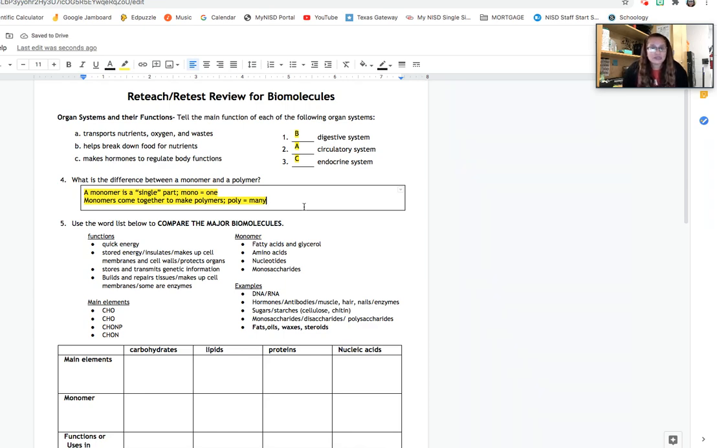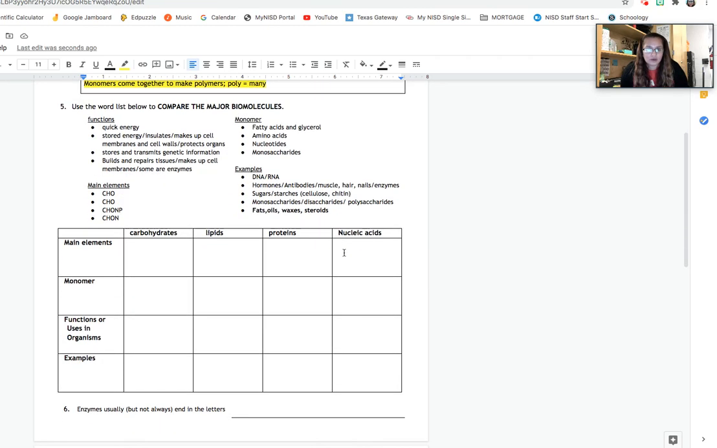Number 5, we're going to use the word list below to compare the major biomolecules. We're going to start with the main elements. For carbohydrates, it's CHO, carbon, hydrogen, and oxygen. For lipids, it's also CHO, carbon, hydrogen, and oxygen.